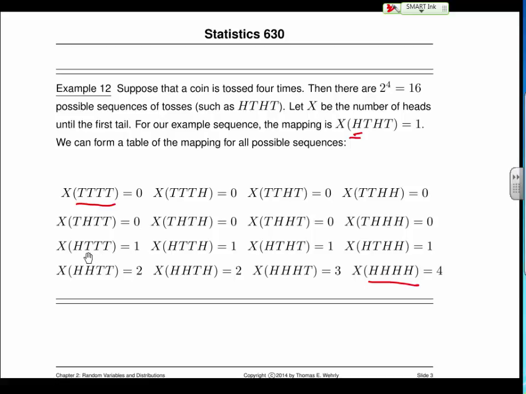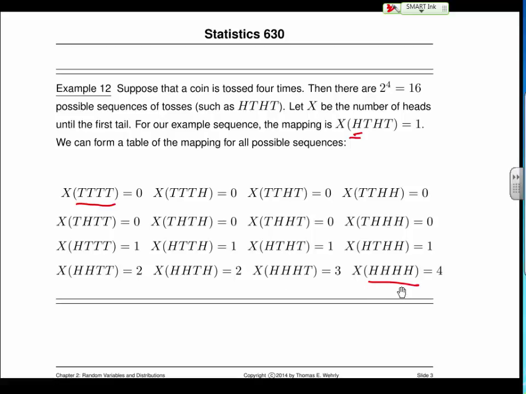Then I could get a head on the first toss and a tail on the second. So in these 4 outcomes, 4 possible sequences, I have a head followed by a tail, so my number of heads is 1. The next 2, I have heads, heads, and then tail. So I have 2 heads before the first tail. And then here I have 3 heads before the first tail.